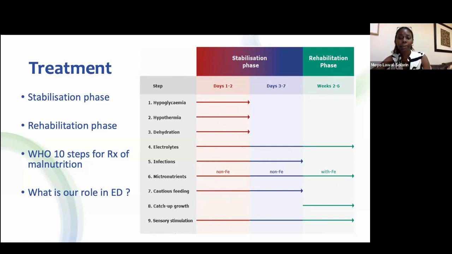So a lot of this happens in the ward. We'll hear about F75 and F100, but we do have a role in the ED, and our role kind of lies between the first 5 steps. And this is where we come in, because when they present, they obviously don't go straight to the ward. They usually come by us. And so it's important that we have an approach to handling the first part of the stabilization phase.